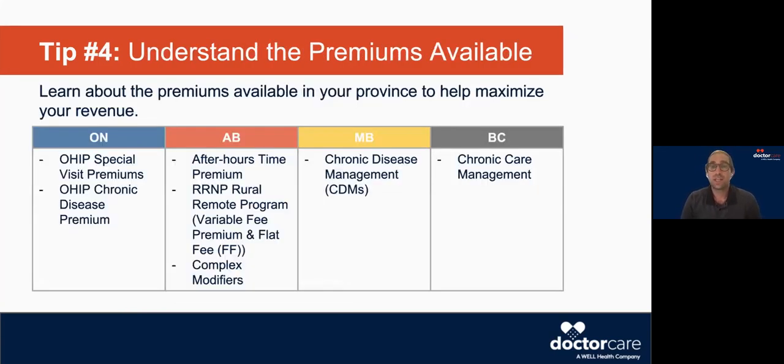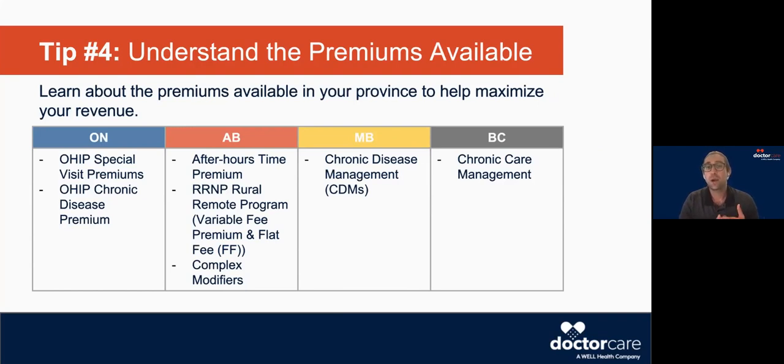Moving on to the fourth tip here with billing, right? We want to understand the premiums available. Premiums are something that most doctors are actually doing. They're just not always billing for them, right? So understand the premiums available in your province and make sure to capture those premiums when applicable. In Ontario, there are special visit premiums, as well as chronic disease premiums, right? So if you're seeing bipolar or schizophrenic patients, make sure you're billing for that. Otherwise, you won't capture those bonuses.